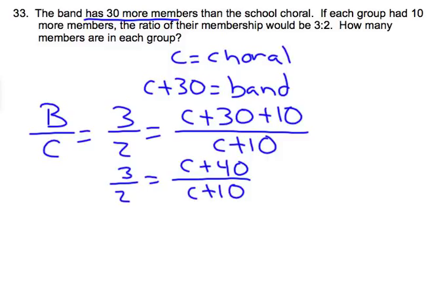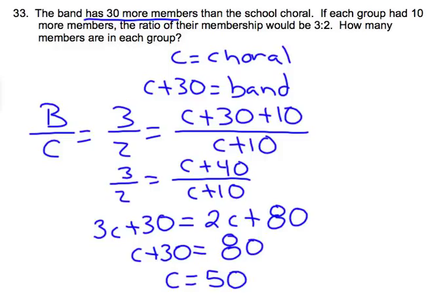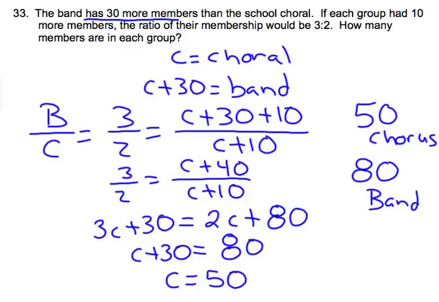Cross multiply, I'll get 3C plus 30 when I do my distributive property, equals 2C plus 80 when I do my distributive property with that cross multiplication. Moving 2C over, I get C plus 30 is equal to 80. Move the 30 over, I get C is equal to 50. So there are 50 chorus members. 50 plus 30 is 80, so we have 80 band members. And if I check it, we have it.